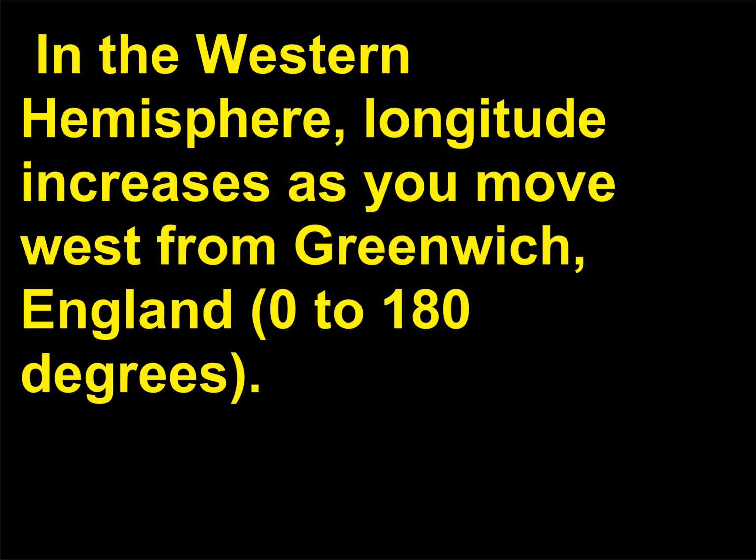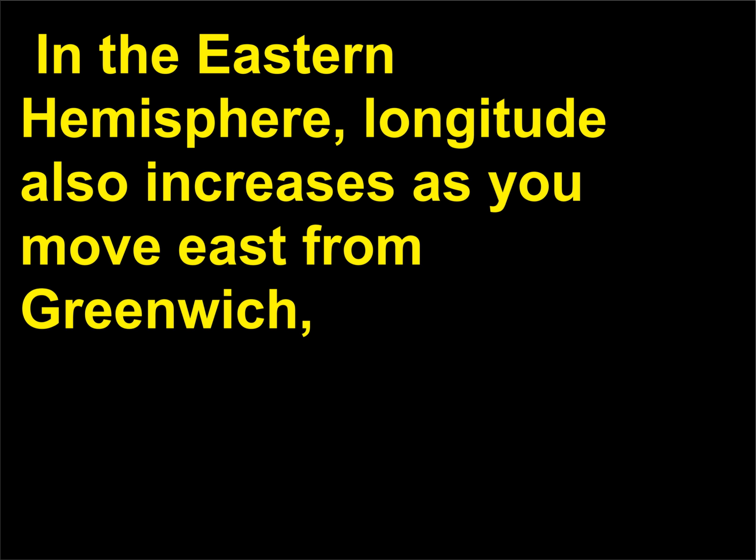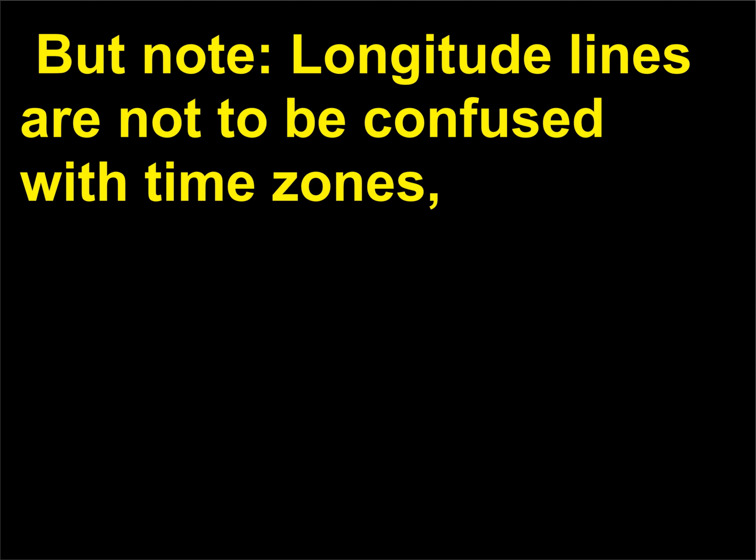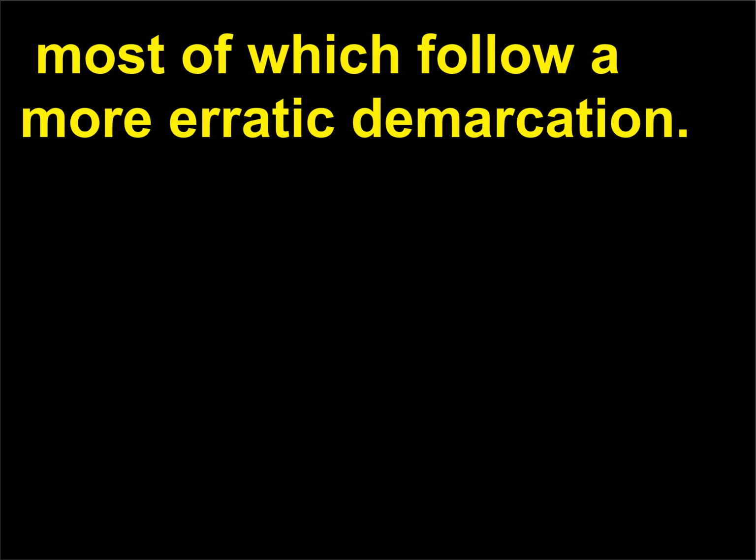In the Western Hemisphere, longitude increases as you move west from Greenwich, England, 0 to 180 degrees. In the Eastern Hemisphere, longitude also increases as you move east from Greenwich, England, again 0 to 180 degrees. All points on the same line of longitude experience true noon, and any other hour, at the same time. But note, longitude lines are not to be confused with time zones, most of which follow a more erratic demarcation.